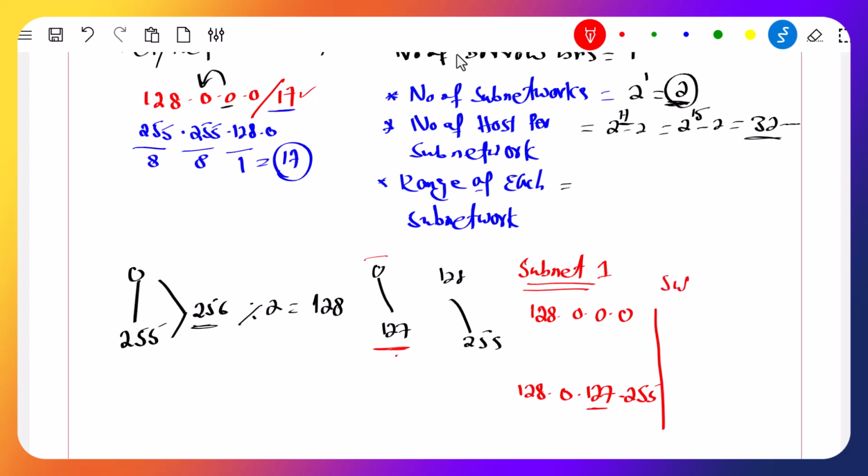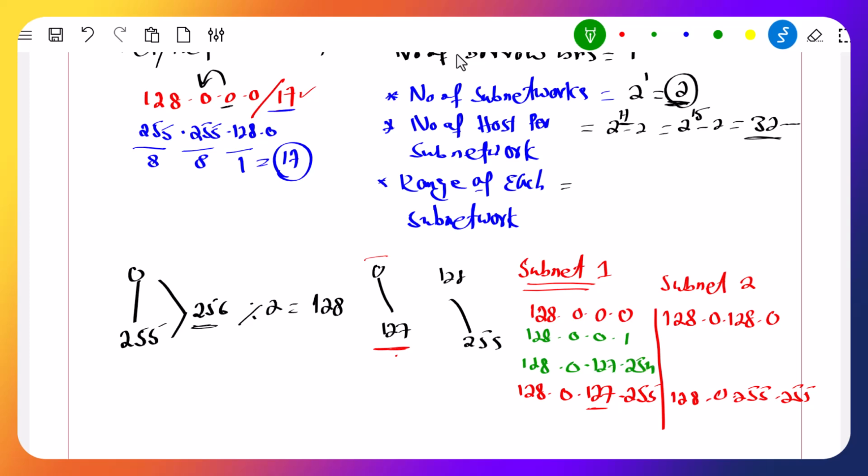And now subnet 2, 128.0.128.0, and here 128.0.255.255. If you want to find the first valid address, increase 1 here, and the last valid address is 127.254, and here increase 1, 128.1, and decrease 1, 128.0.255.254.